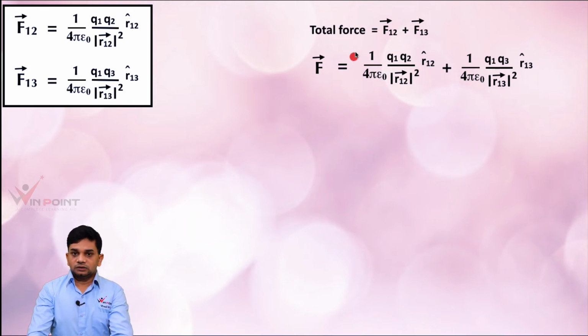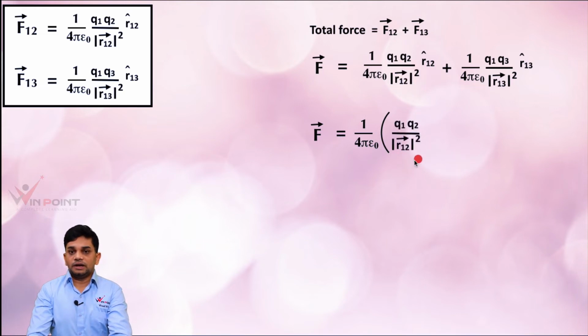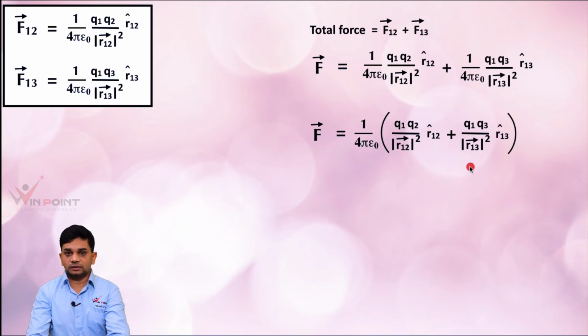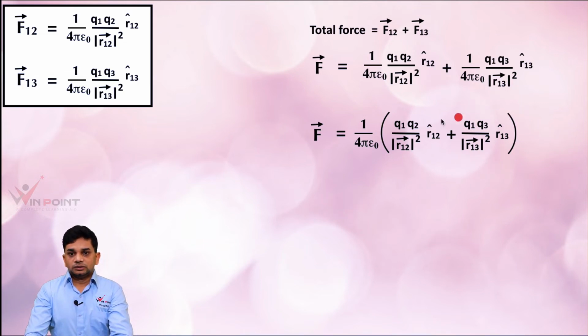vector r13. Here you can see that this 1 by 4 pi epsilon 0 and this 1 by 4 pi epsilon 0 both are common, so we can take it out. So it will be F equal to 1 by 4 pi epsilon 0 bracket. Inside the bracket, now the terms are q1 q2 by vector r12 square into unit vector r12 plus q1 q3 by modulus of vector r13 square into unit vector r13. So we have this equation now.